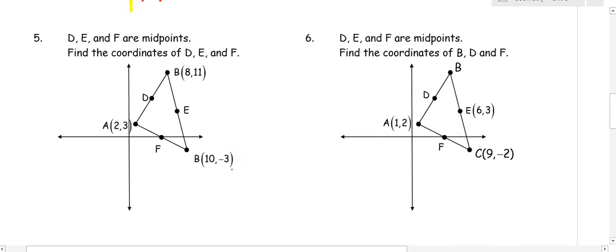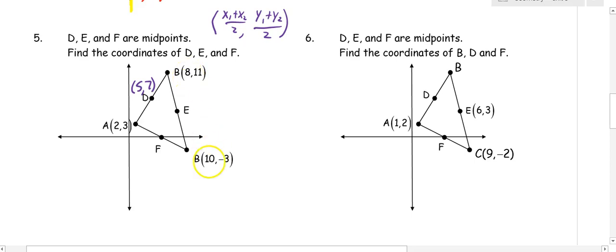In 5 and 6, D, E, and F are midpoints. So remember the midpoint formula is (x1 plus x2) divided by 2 and (y1 plus y2) divided by 2. So to find D, we're just going to add the coordinates. 2 plus 8 is 10, divided by 2 is 5. 3 plus 11 is 14, divided by 2 is 7. So D would have the coordinates of (5, 7).